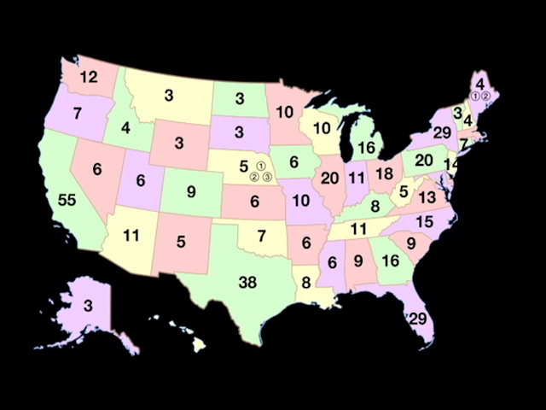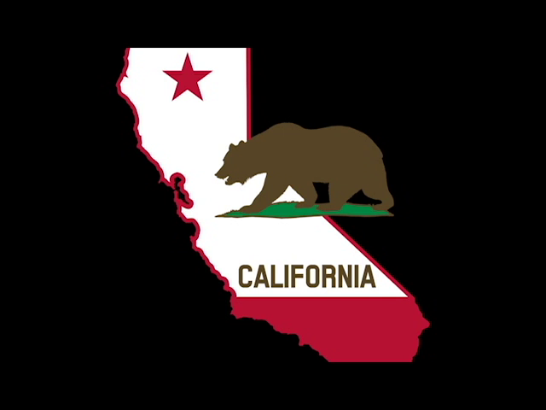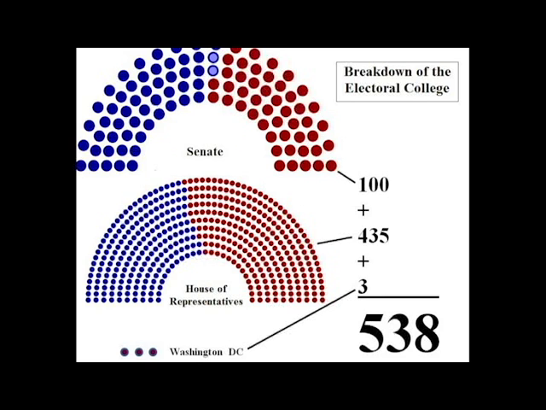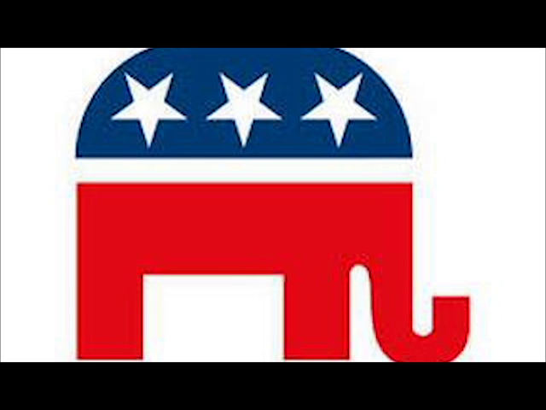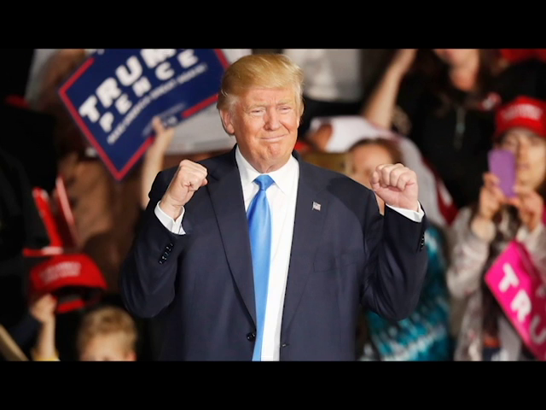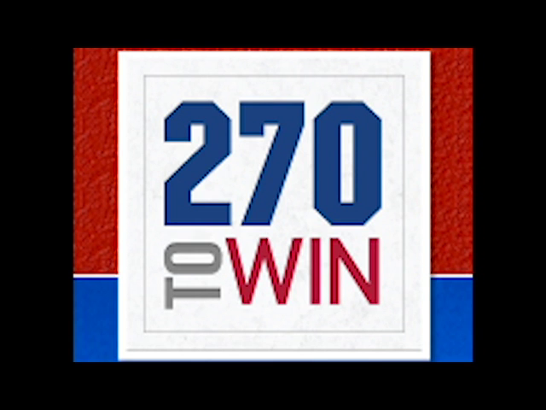And this leads to low population states like Wyoming being worth more for individual votes than for voters in California. Now in total, there are 538 electors, which means those 538 electors from across the United States are the ones who vote for who the president becomes, either Democrat or Republican. And now, to win, a candidate must receive 270 electoral votes.